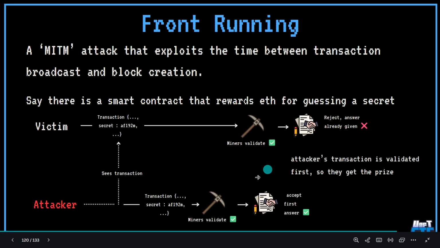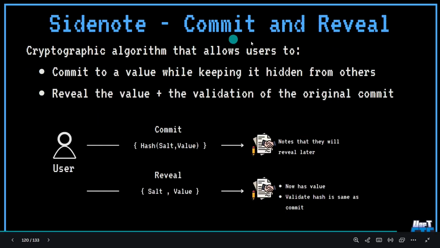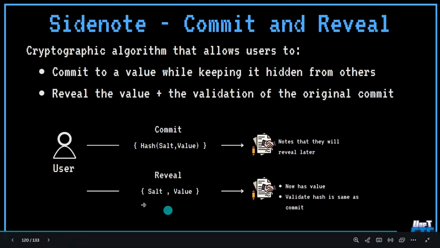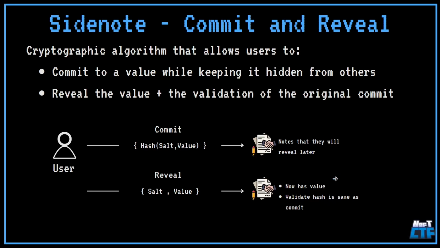There is a way to prevent this, and it's called commit and reveal. Essentially, you split up the communication. You say that you have the answer, but you don't reveal the answer. And then at the very end, once they acknowledge you, then you reveal the answer. So you have the commitment and the actual revealing of the answer at separate times.